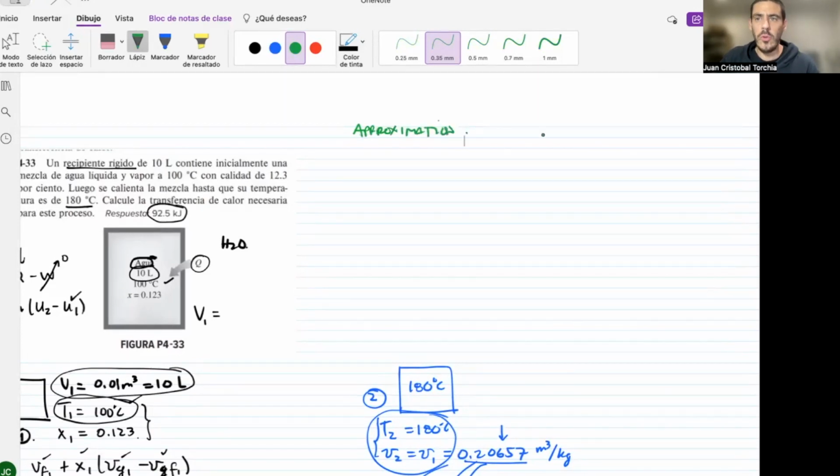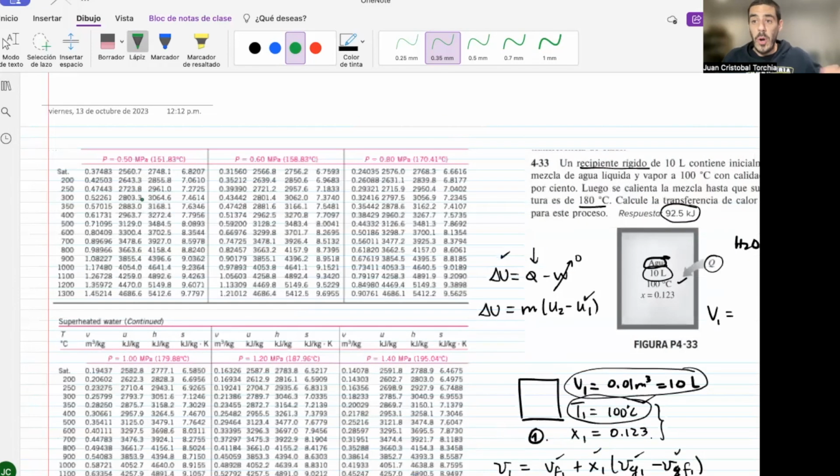would be something to do fast as an estimation, and maybe I don't want to deal a lot with this. So this is what I would do. Every time that I see 180 degrees, I'm looking for 180 degrees Celsius, and I'm also looking for 0.20657. That's my specific volume. But maybe you can see that I do not have 180 degrees Celsius. That's something that could be confusing. Okay, so I'm gonna take the best one that is not 180 degrees Celsius, which is 200 degrees Celsius. It's the closest one, right? So I would put 200, and there is 200, and there is 200 here.